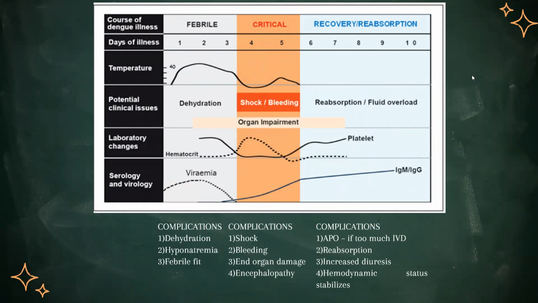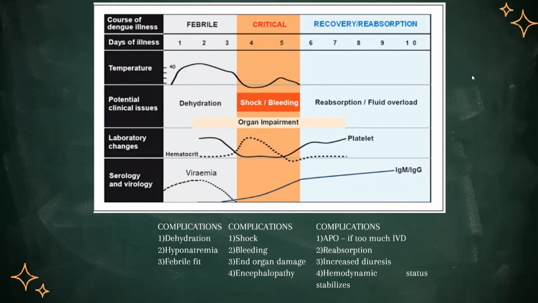If we take the FBC on the first day, it can be normal. At that time the viremia will be high. The critical phase is the one that we must watch out for. It is characterized by the leakage, the pathogenesis that we mentioned earlier. The critical phase is also characterized by a rapid drop in the temperature.